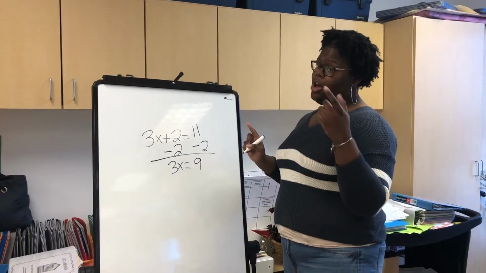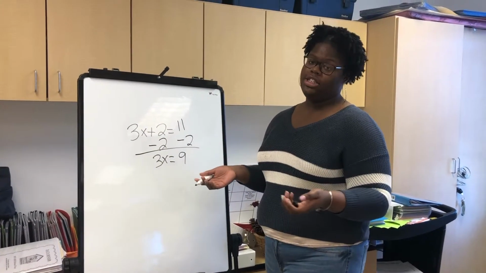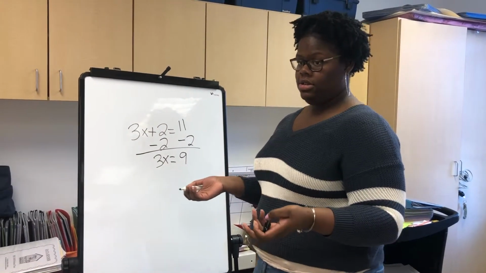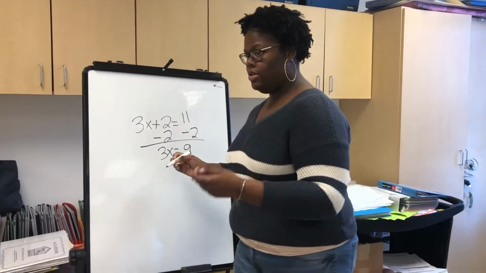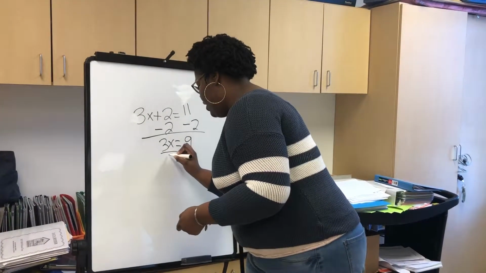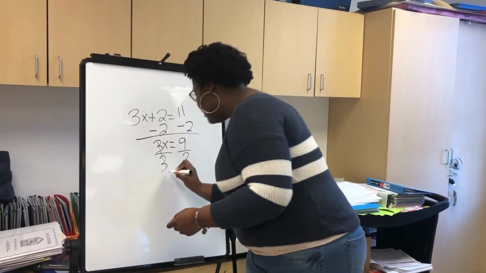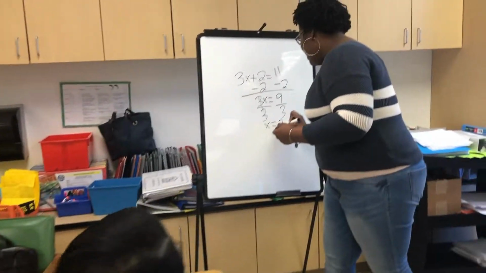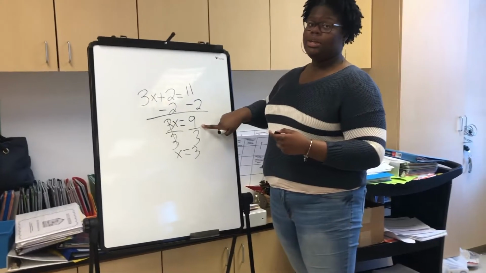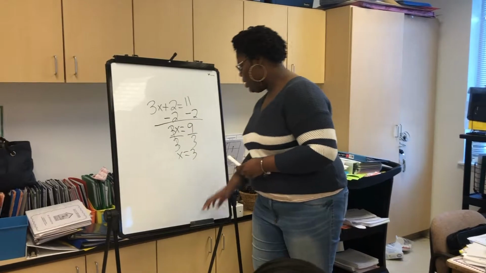Here is where we learn something new. We see that the 3 and the x are together, and that means multiplication. The opposite of multiplication is division. So in order to get our x alone, we divide by 3, because that will cancel out and we'll be left with x. x will be equal to 9 divided by 3, which is 3. We always want to simplify our answers if they can simplify any smaller.